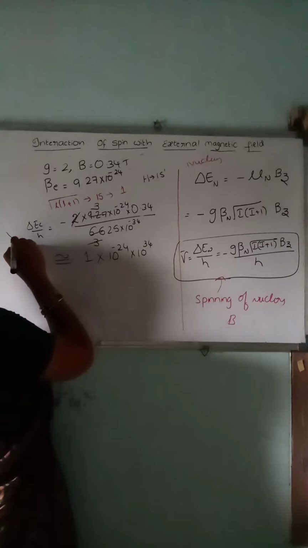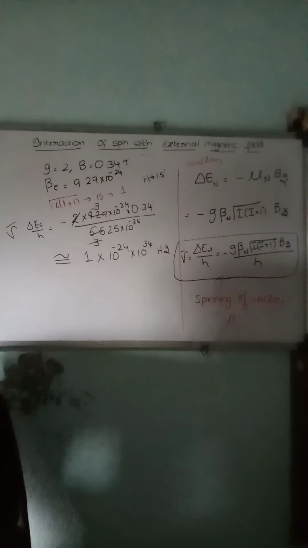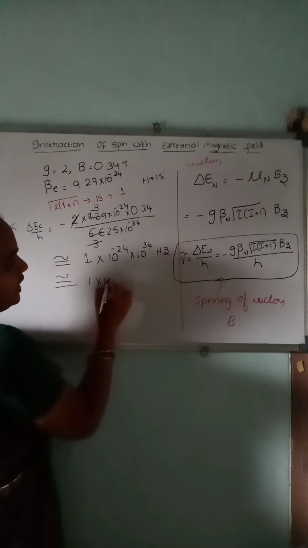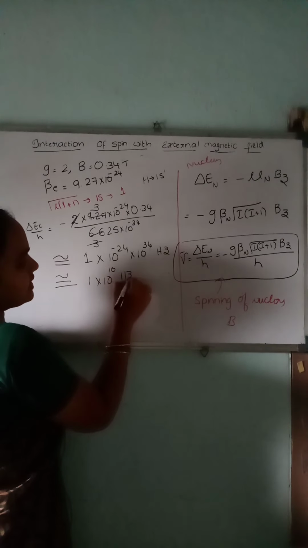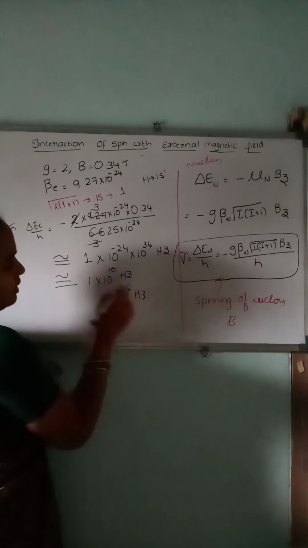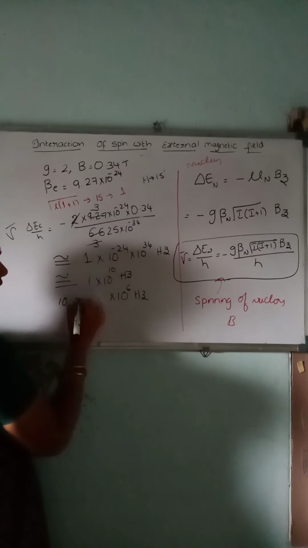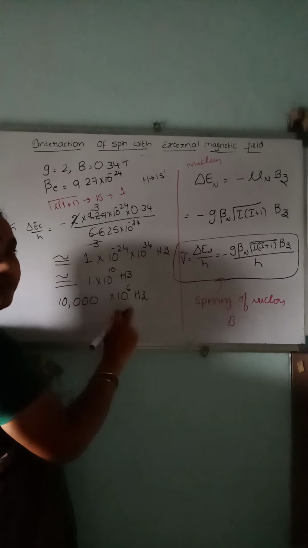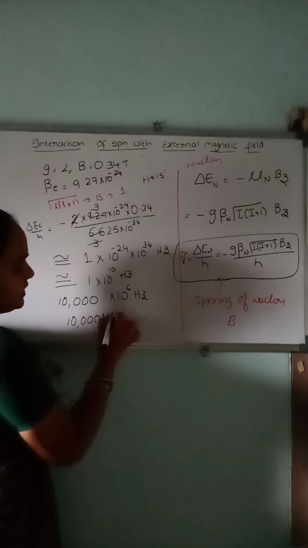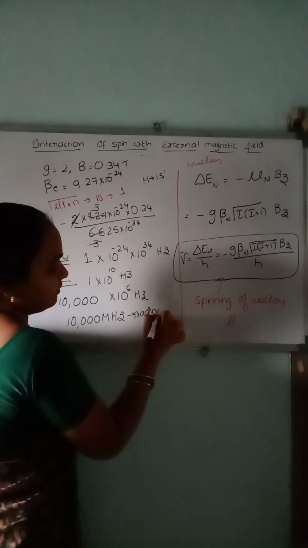Since this is the frequency, whose unit is hertz, it is nearly equal to 1 × 10^10 hertz. In 10^6 hertz, the remaining power is 10^4 multiplied by 1, that is 10,000 × 10^6 hertz, that is 10,000 megahertz, which is a radio wave frequency region.